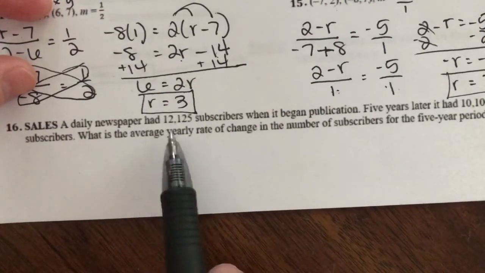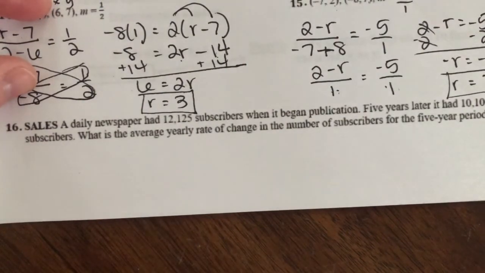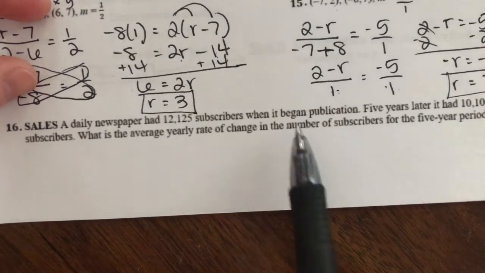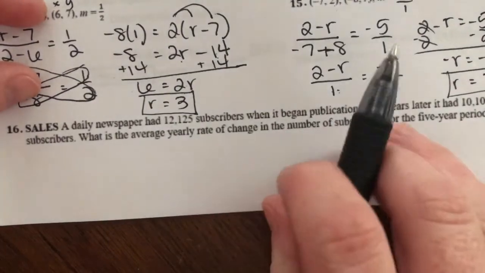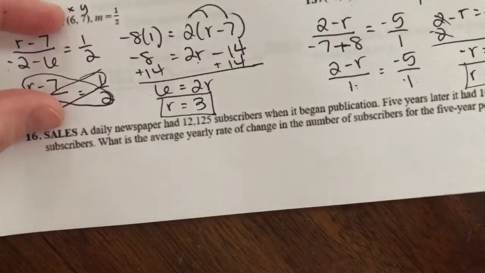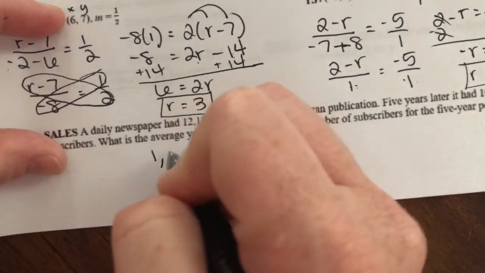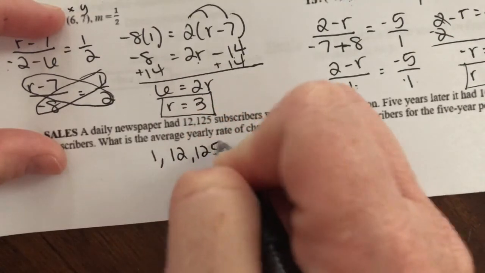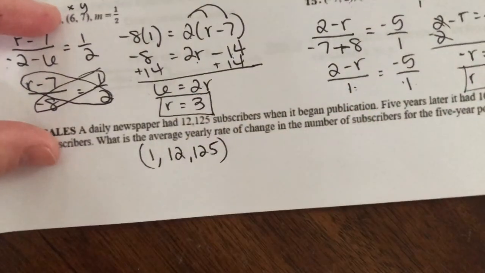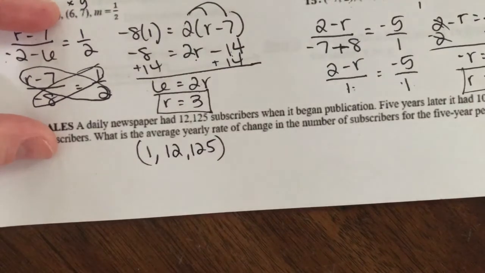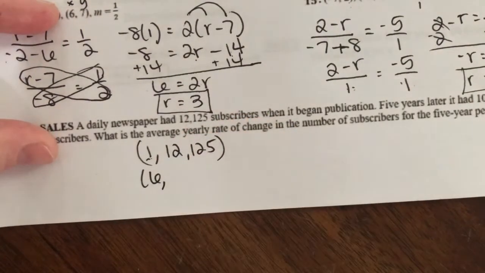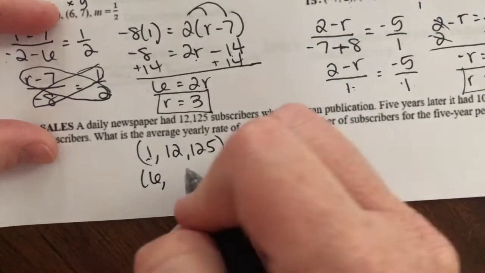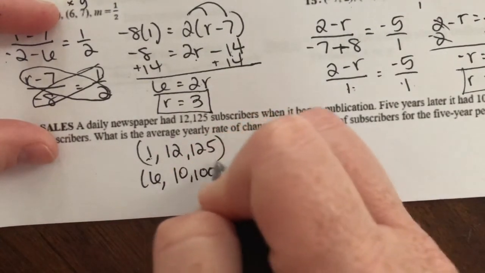So all it tells us is in year 0, when it first opened, when it began its publication, year 0, it had 12,125 subscribers. Or we could say year 1. Let's say year 1. Year 1, it had 12,125 subscribers. So there's an ordered pair. 5 years later, so we add 5 to this, so now we're in year 6, it had 10,100 subscribers.